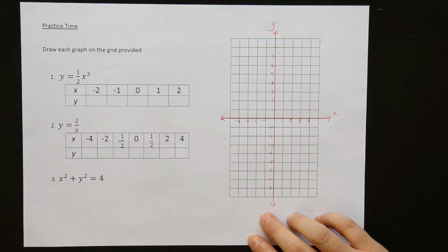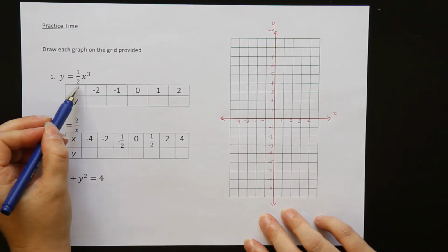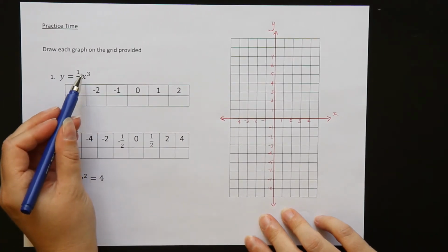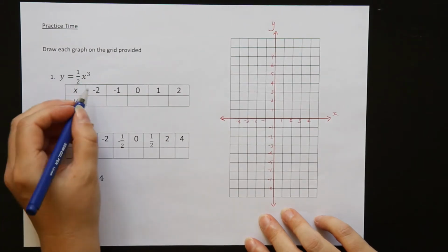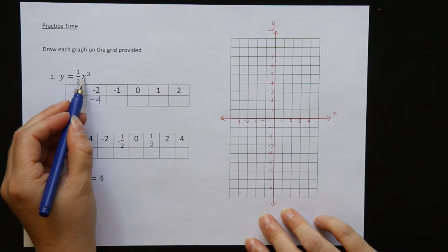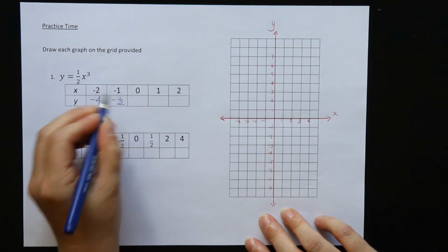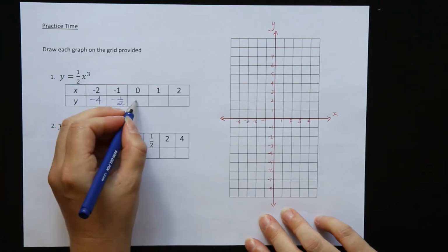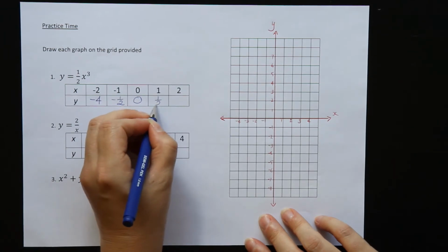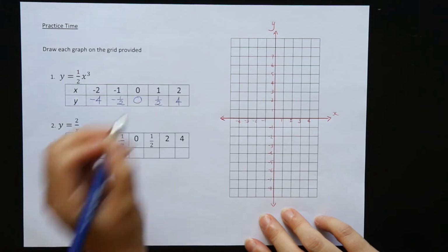Okay, in question one, y is equal to half x cubed. Subbing in negative 2, negative 2 cubed makes a negative 8. Half of negative 8 is negative 4. Negative 1 cubed is negative 1. Half of negative 1 is negative a half. 0 cubed is 0, times a half is still 0. 1 cubed is 1, half of 1 is half. 2 cubed is 8, half of 8 is 4.